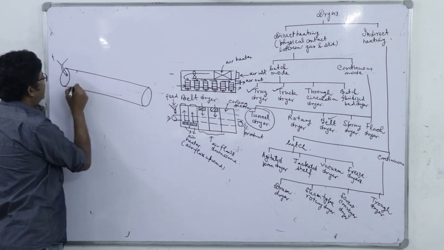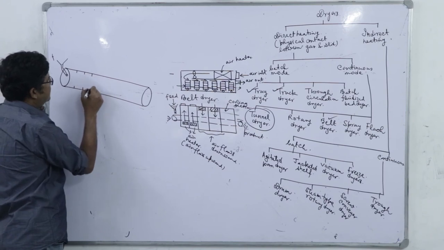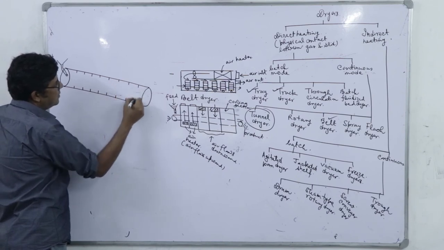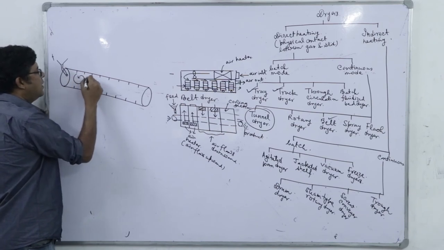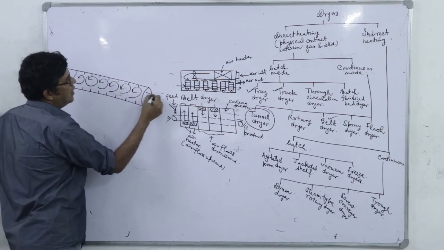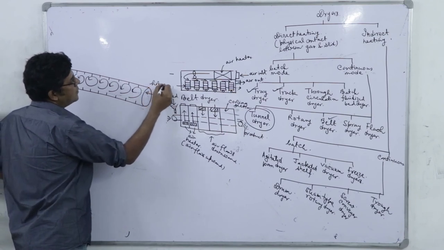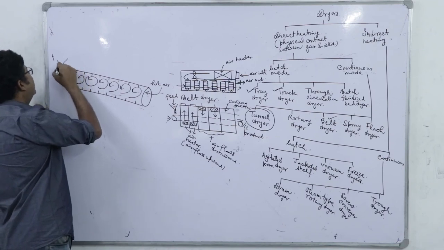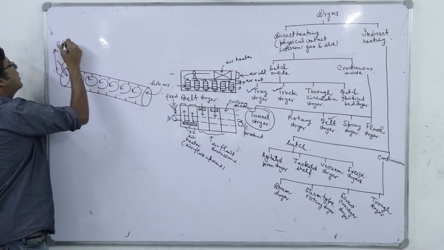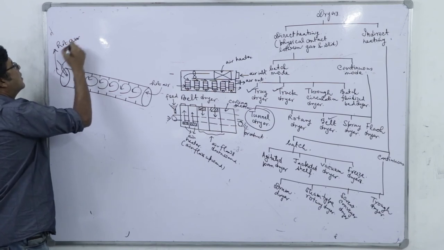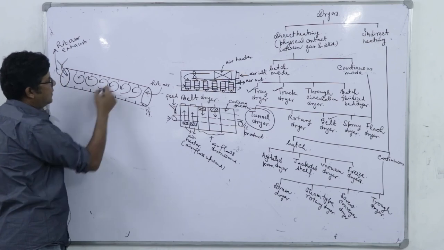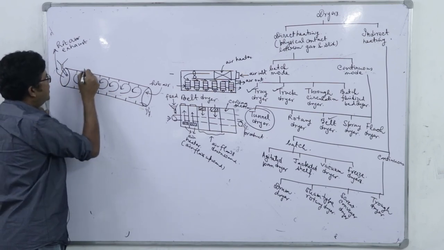And there are internal flights like this. I will show you in the cross-sectional diagram how the flights look. So there will be a continuous churning of the solid, and it is being sprayed in the flow of hot air. The hot air moves out from this side, the hot air exhaust, and finally we get the solids from here.